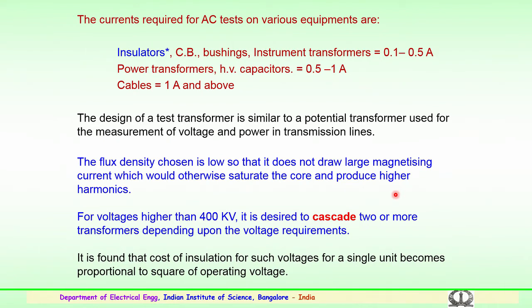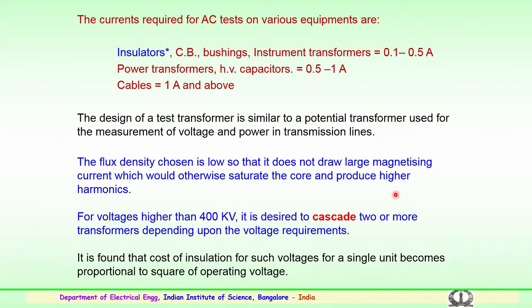The design of a test transformer is normally similar to a potential transformer which is used for the measurement of voltage and power in the transmission lines or in the substations. And importantly, the flux density chosen is low, so that it does not draw large magnetizing current. This would otherwise saturate and the core would produce higher harmonics.